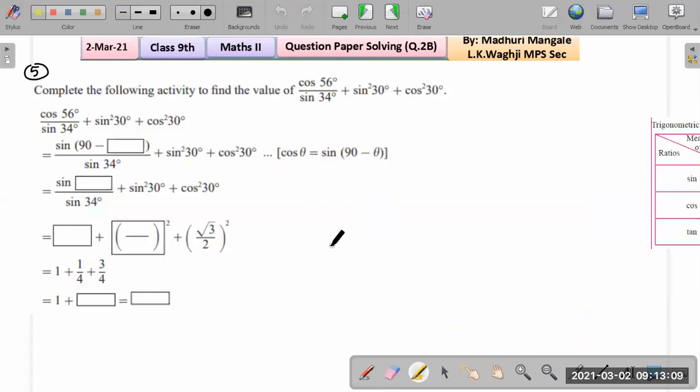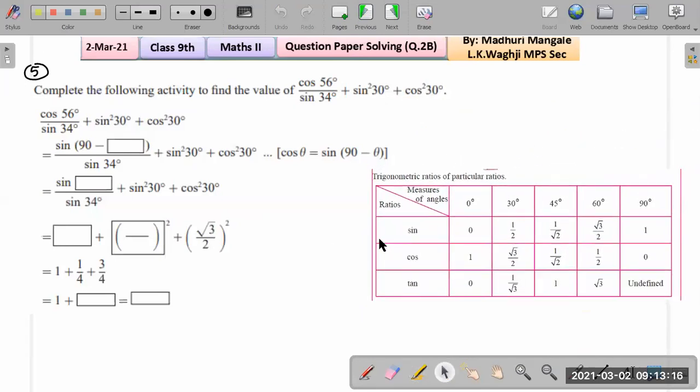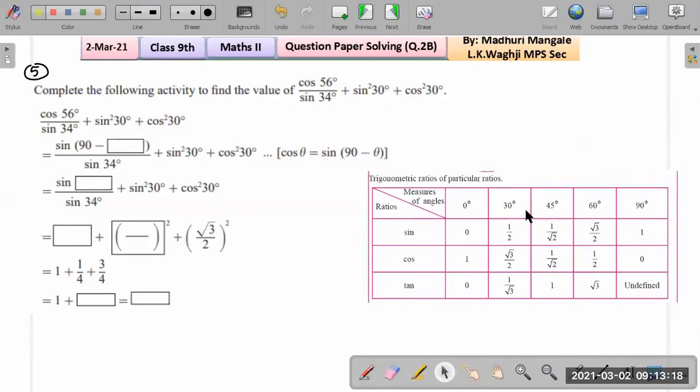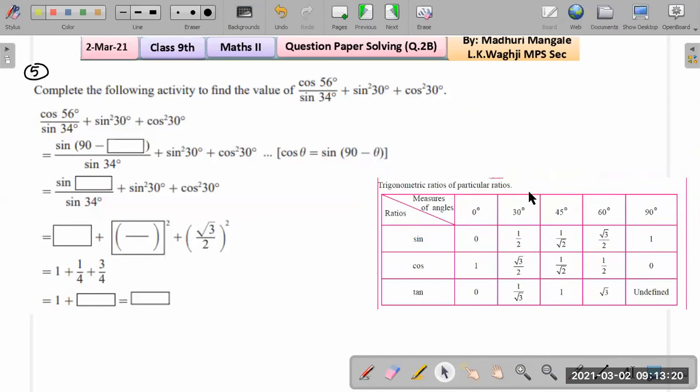Now, for those who find this chapter difficult, as I have told in the previous classes also, you just need to remember this table. And if you know this table, the second thing is that you need to know the rule, SOHCAHTOA. If you know only these two things, you can score marks easily in this chapter. Now let us look at how to fill the boxes. We start with the first one.